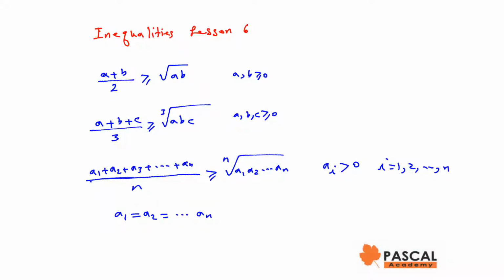In lessons 4 and 5, we proved the arithmetic-geometric mean inequality for 2 and 3 numbers. In this lesson, we prove that the arithmetic mean of n positive real numbers is greater than or equal to their geometric mean, and equality holds when all of them are the same. Let's call this statement Pn. To prove Pn, we use mathematical induction.